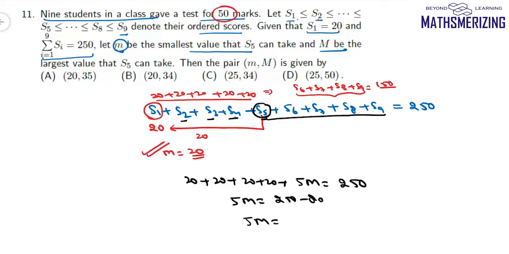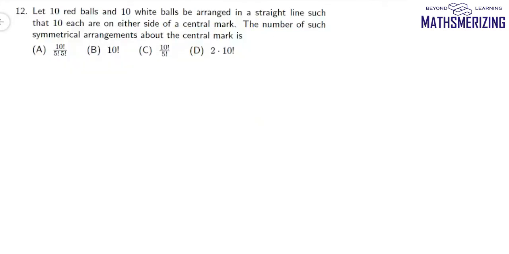So 5M is 170. So capital M is 34. So the ordered pair of small m and capital M should be 20 and 34, and that's your option number B.